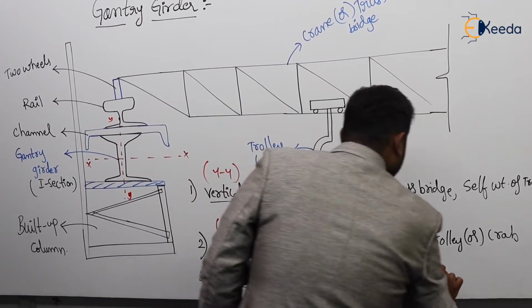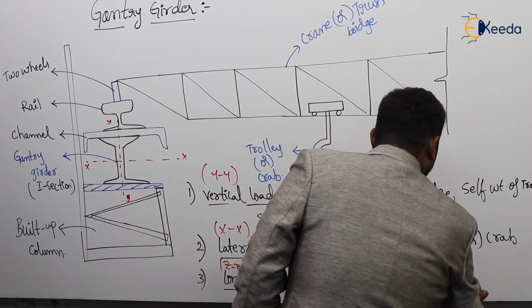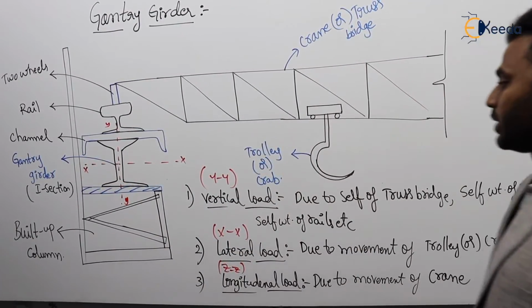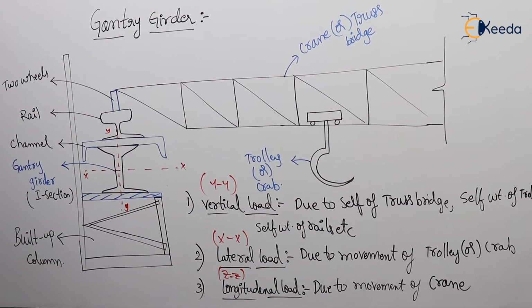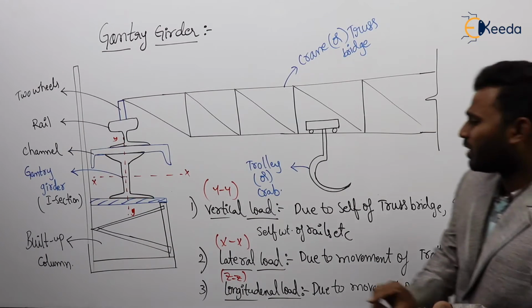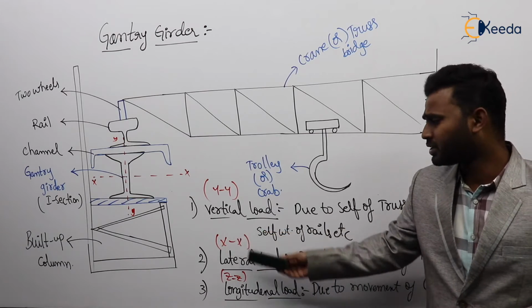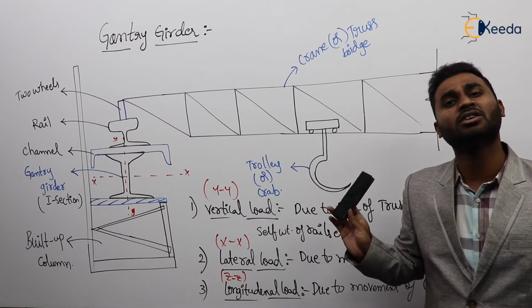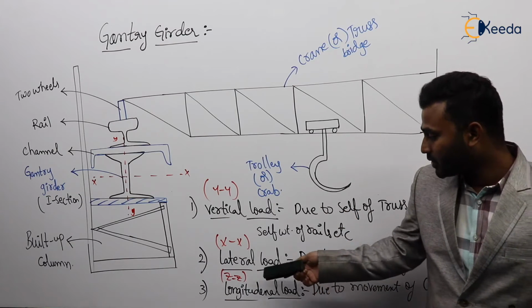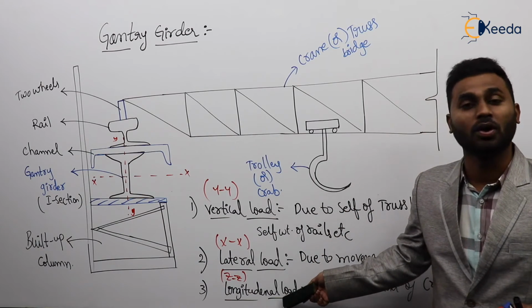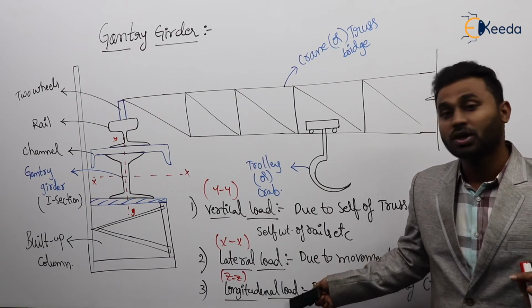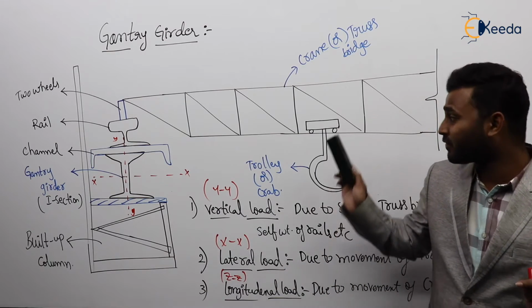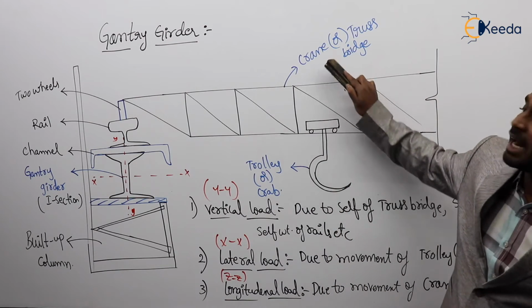Due to movement of crane or truss bridge. So take it out. Now if you observe, out of these three loads, vertical load is static in nature. Mainly vertical load is because of self weight or dead weight. But coming to the lateral load and longitudinal load, they are due to movement of crab and crane respectively.